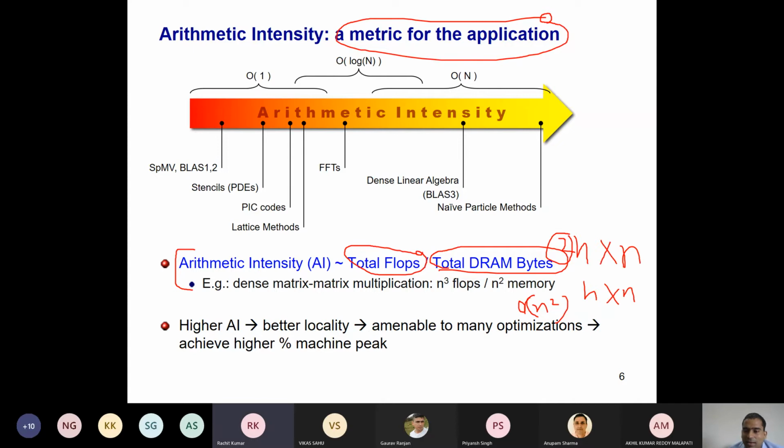N cube? Yeah, n cube. So did you know it before or did you see the screen? No, I knew it before. Okay, yeah. So we always do n cube computation.